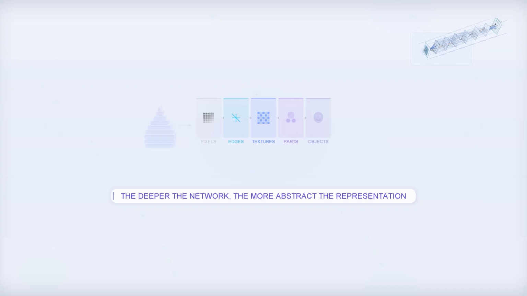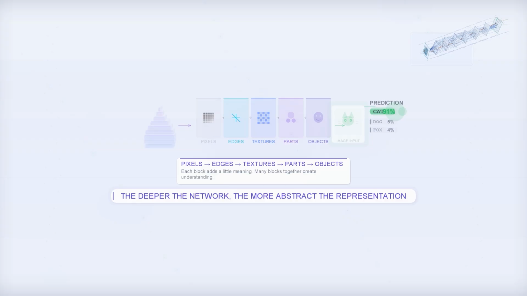Then in 2020, vision transformers arrived. Instead of fixed filters, they use attention mechanisms. The network learns to focus on the most important parts. The deeper the network, the more abstract the understanding. From pixels to concepts, that's the power of depth.